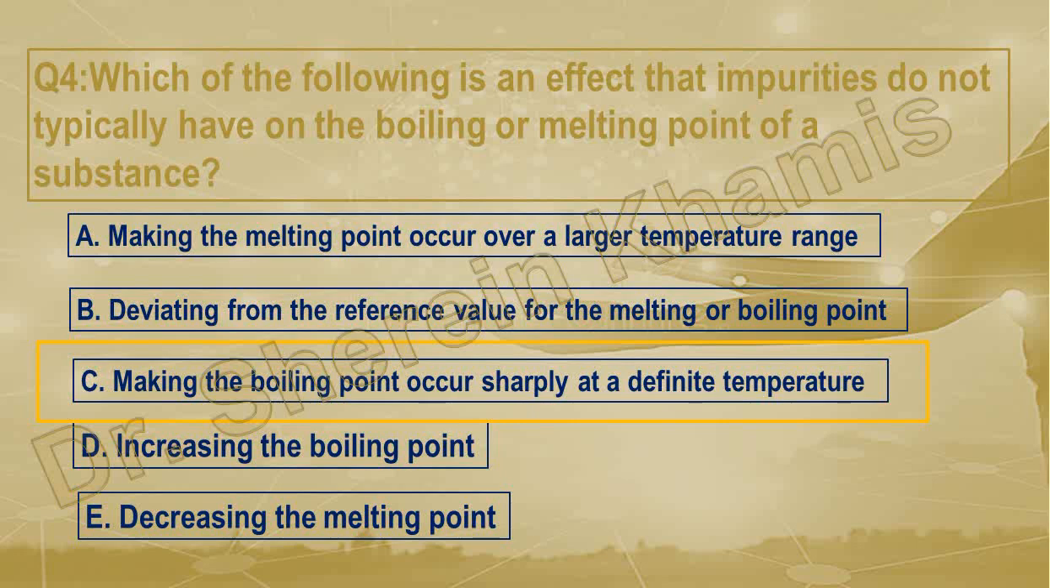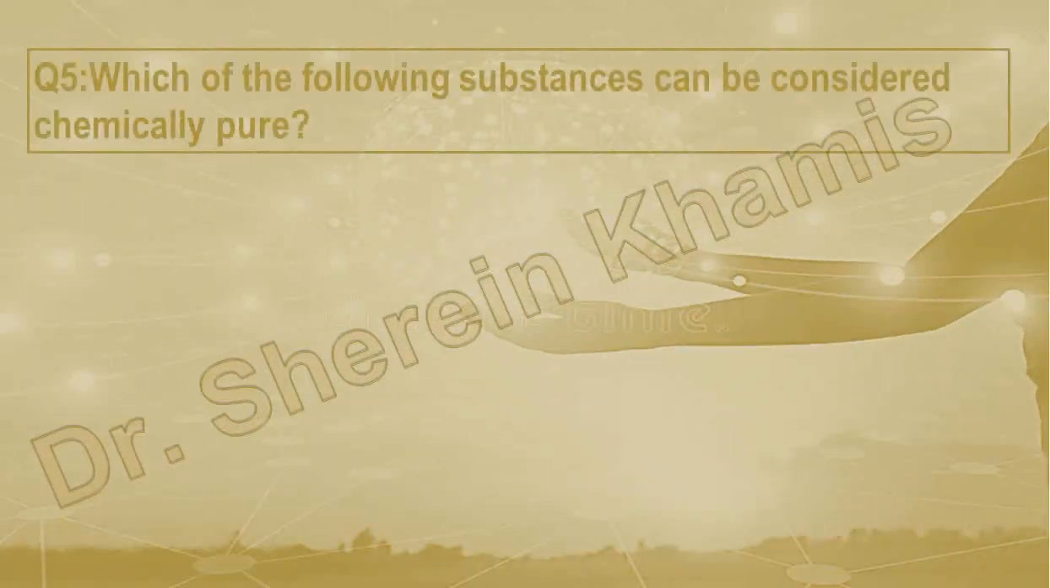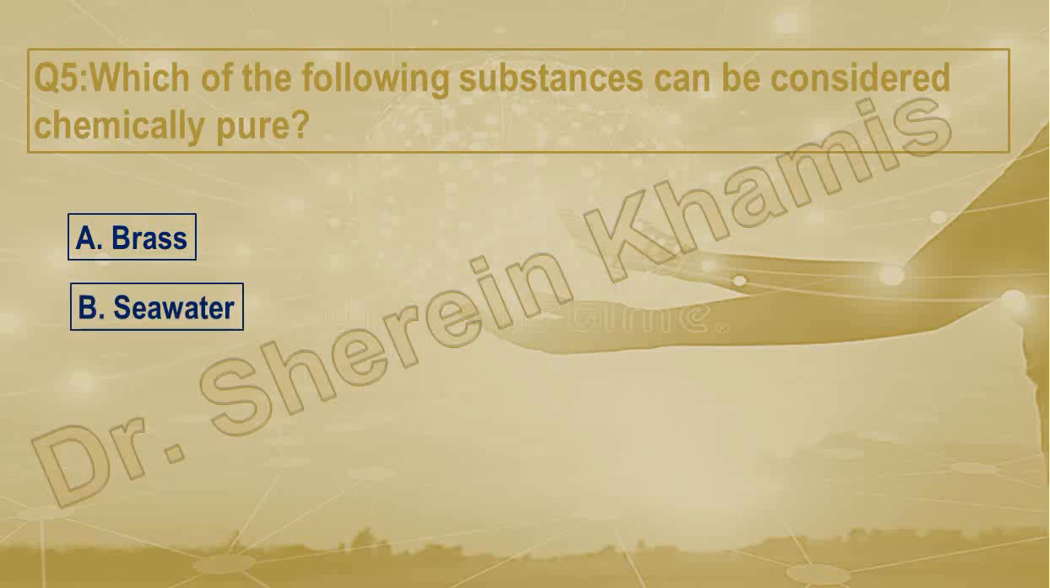Okay, we have another question, number 6. Question number 6 says: which of the following substances can be considered chemically pure? What do we mean by chemically pure? Here we have brass, A. B, seawater. Do you think it is pure? Seawater is a mixture, made of water and salt.